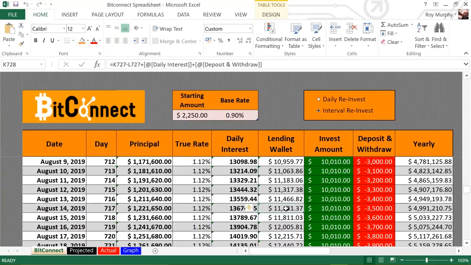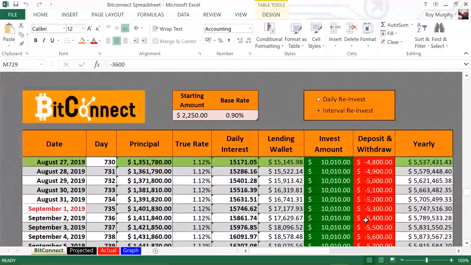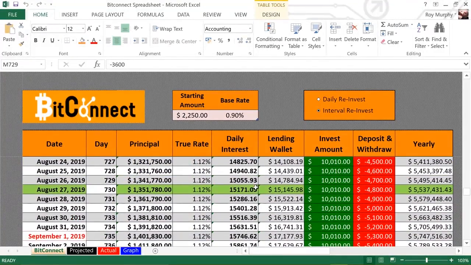Now you want to keep a big balance in here because some days you may not get your 0.9%. You may get 0.3, so you need enough in that wallet to get the $10,000 reinvest every single day. So that's what this calculator does. 3, 6, 3, 7, 4. And then this is year 2. Day 730, that is the end of your second year in the Bitconnect system.